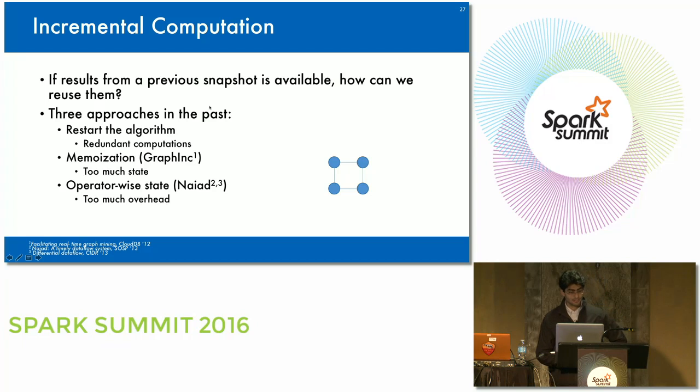So there's, again, some strawman approaches to this. One idea is that you can just rerun the same algorithm over and over again each time the window moves forward, so each time you get a new batch. You can also try to memoize internal parts of the computation, and you can also store this operator-wise state, so-called, and there's a system called Naiad that actually tries to do this.